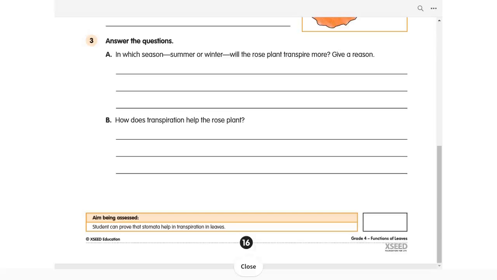Question number 3B. How does transpiration help the rose plant? What is the main function of transpiration? Yes, it keeps the plant cool and helps water and minerals rise up the plant to the leaves for photosynthesis. So, the answer is, transpiration helps the rose plant to remain cool.